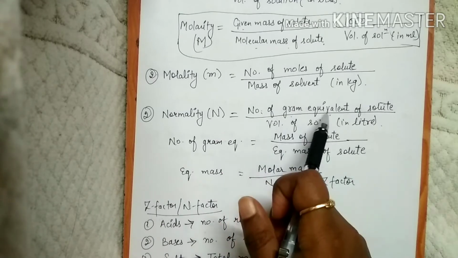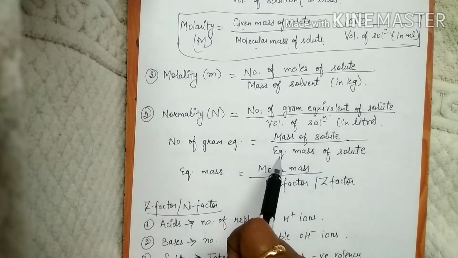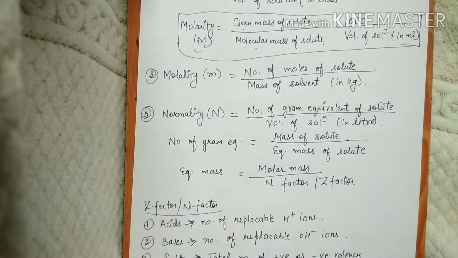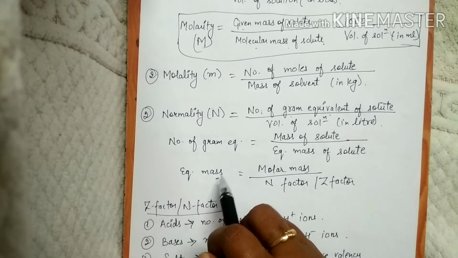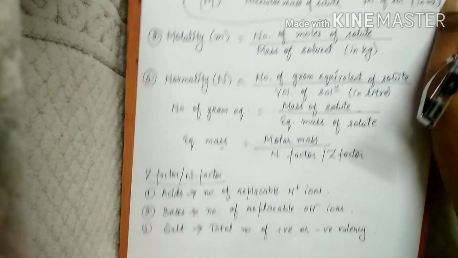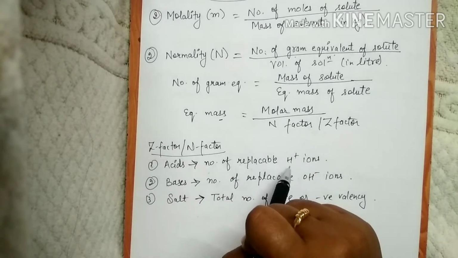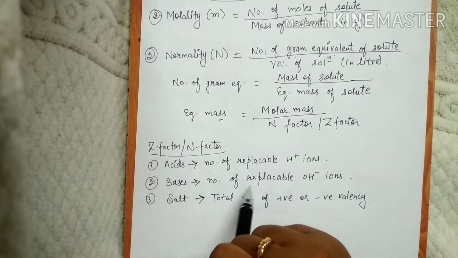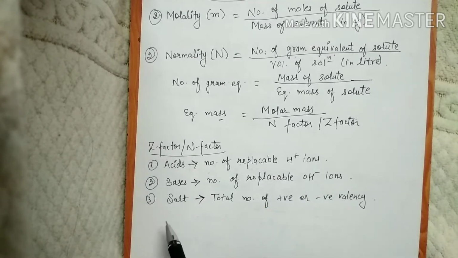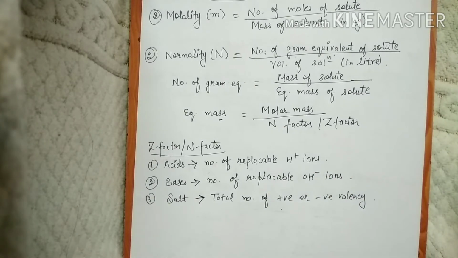Now we don't know what the number of gram equivalents is. For that we have a formula: the number of gram equivalents is equal to the mass of solute upon the equivalent mass of solute. Now the problem is, what is the equivalent mass of solute? For that also we have a formula: the equivalent mass of solute is equal to molar mass upon n factor, or your z factor. Now what is this n factor or z factor? In the case of acids, it is equal to the number of replaceable H positive. In the case of bases, it is equal to the number of replaceable OH negative. And in the case of salt, it is the total number of positive or negative valency of the ion. Okay.